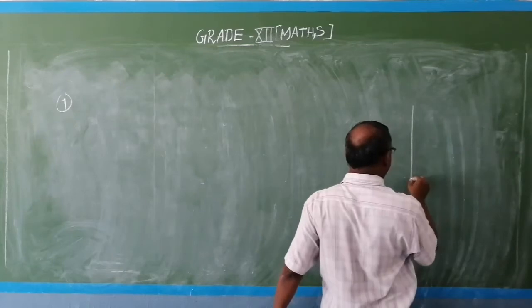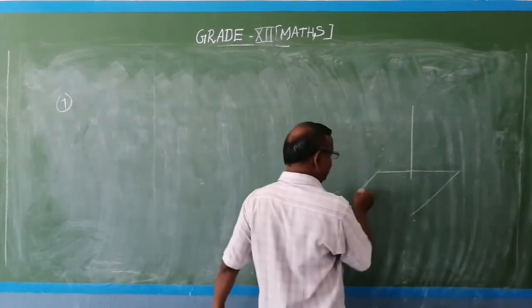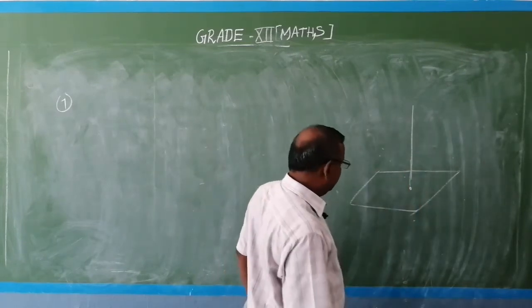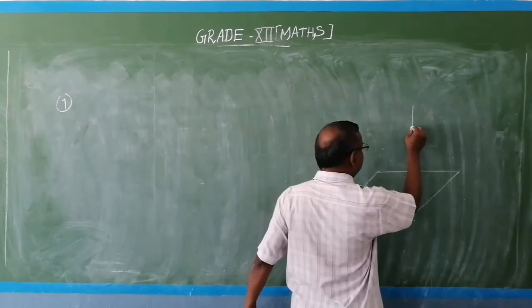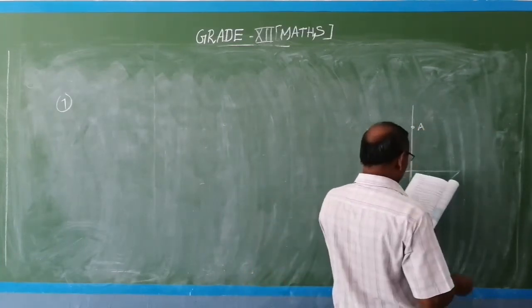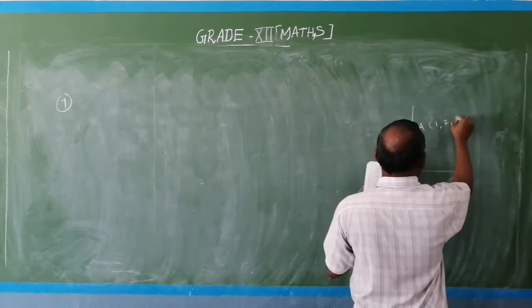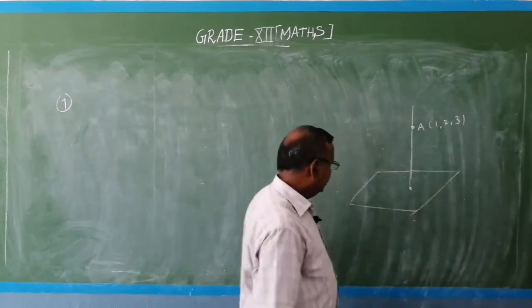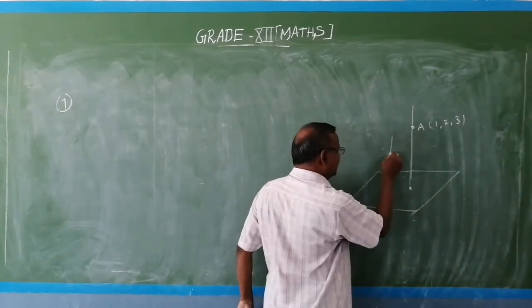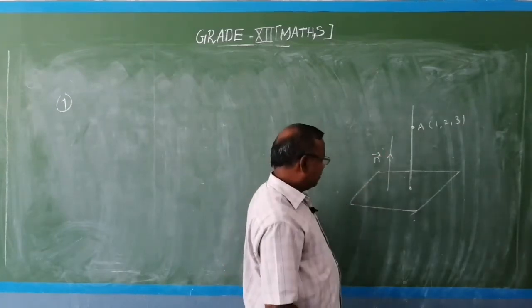Now consider a line which is perpendicular to a plane. The given line is perpendicular to the plane. Now they are given that it passes through a point. Let A be the point whose DRs are given, that is 1, 2, 3. Now we know that the normal to the plane, the n vector, is acting perpendicular to the plane.